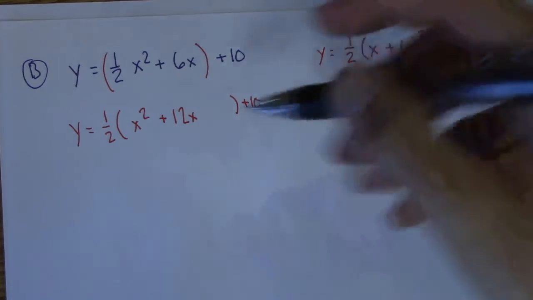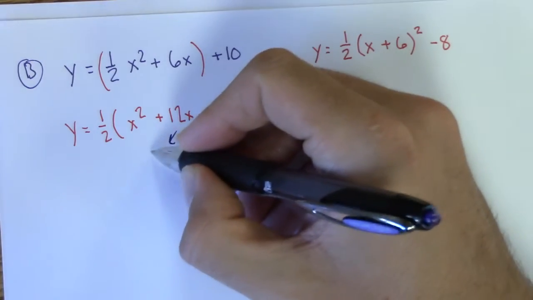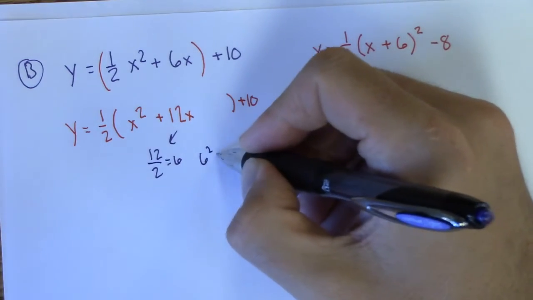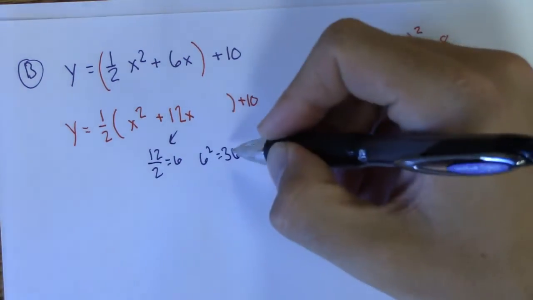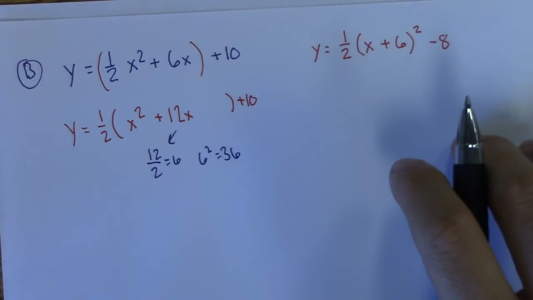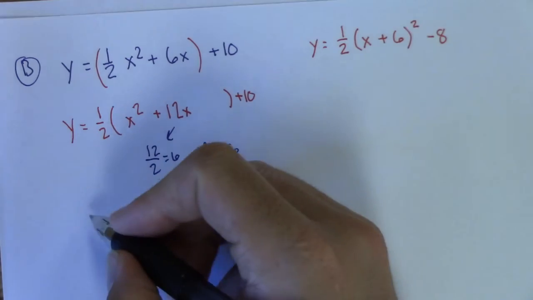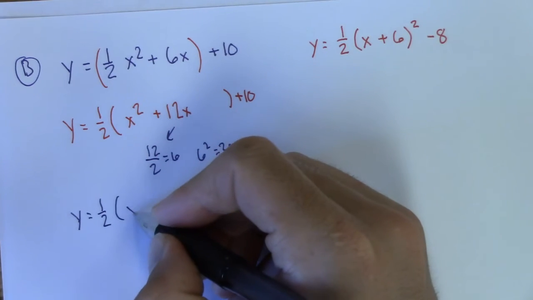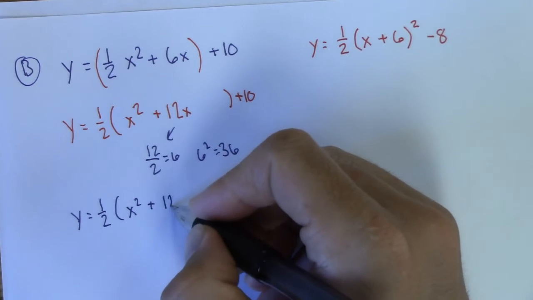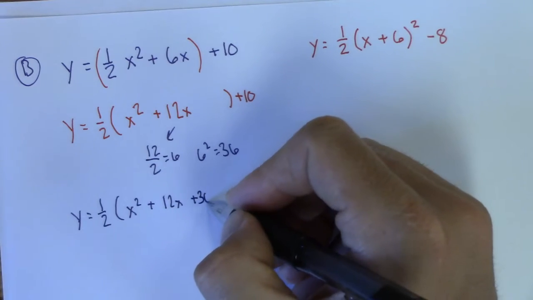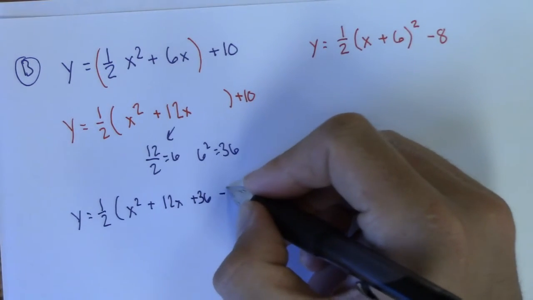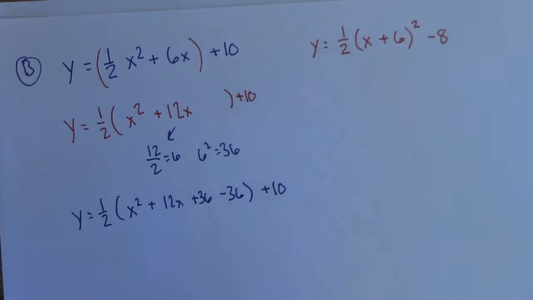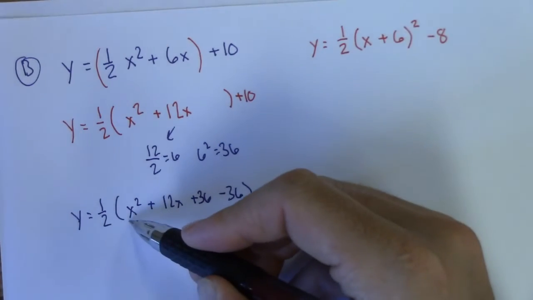So now that we've made that distinction, we take our 12. 12 over 2 is 6. 6 squared is 36. So my perfect number to plug in is going to be the number 36. Y equals 1/2 x squared plus 12x plus 36. If I add my 36, I need to subtract my 36, and then the plus 10 on the outside.